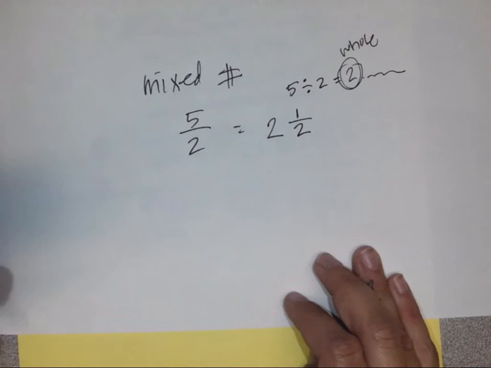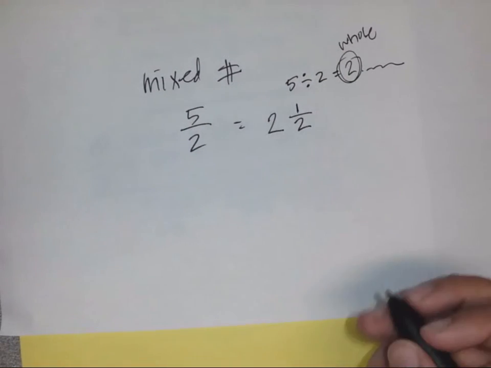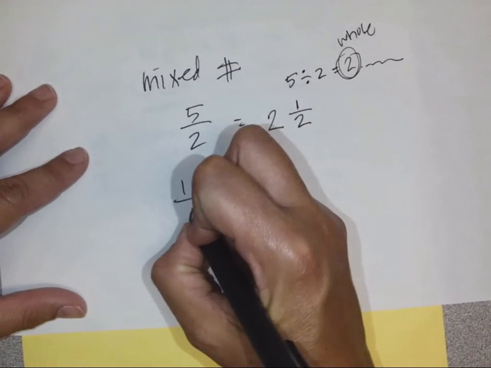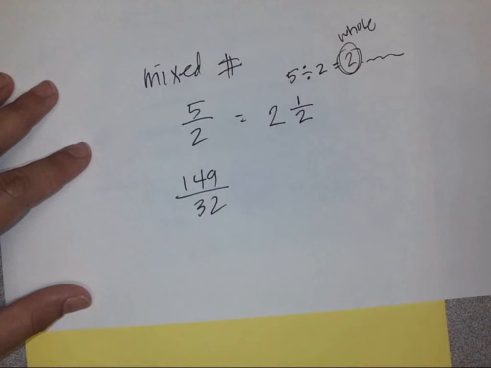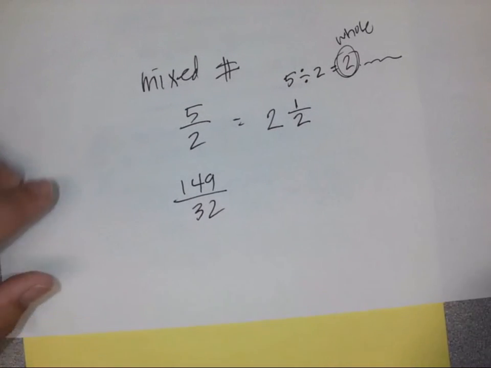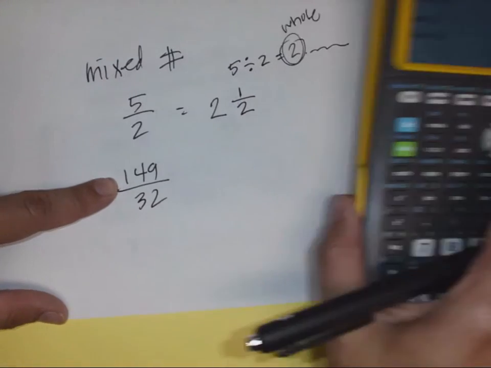You may use different words. You may use a different approach. It doesn't matter. Just make sure you know how to do that. So let me make it a bigger problem. What about if it was 149 over 32? Let me see if that reduces. I just made that up. It does not reduce. So the first thing you do is ask how many times 32 can go into 149.